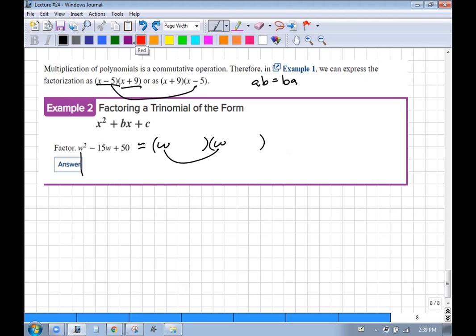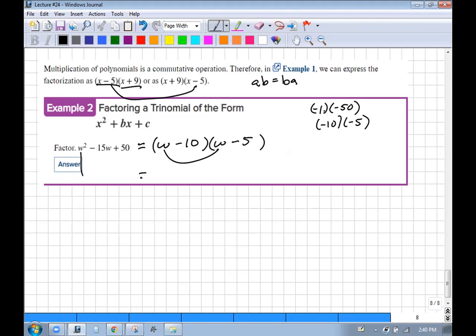Okay. So that's where we're looking at the signs there. All right, because this one's negative, that one's positive. This one's positive, so we need a negative times a negative, because you can't add a positive to a positive to get a negative number. So you got 1 and negative 50, but those don't add to be negative 15, right? Let's do negative 10 and negative 5. They multiply to give us positive 50, but they add to give us negative 15. So negative 10, then negative 5.